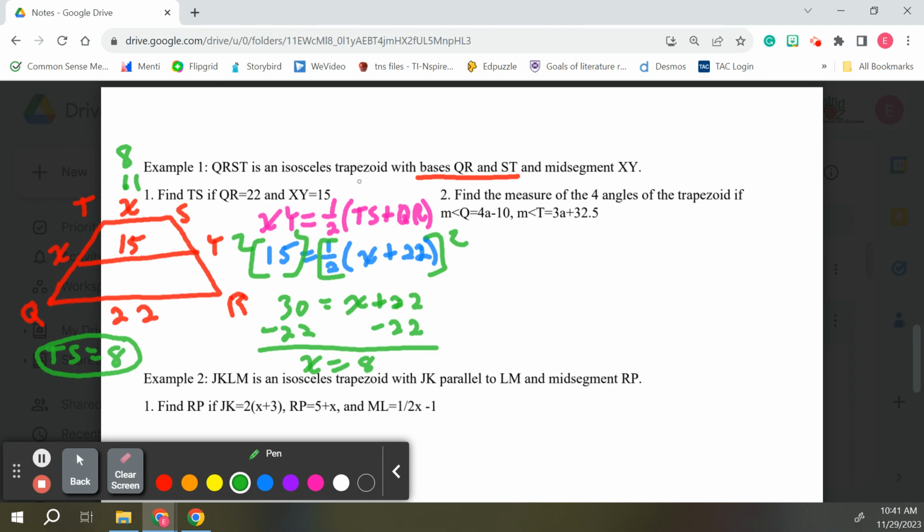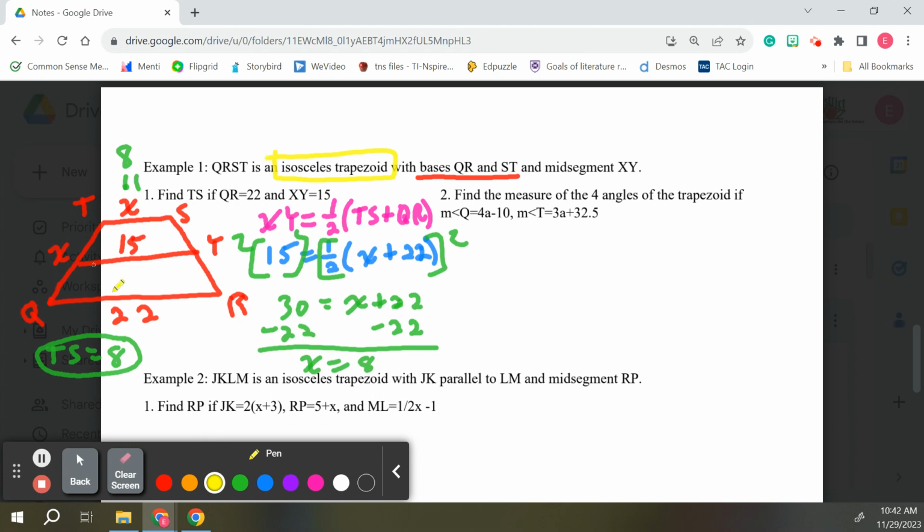How we doing? All right. Any questions before I move on to problem 2? All right, problem 2 is telling me, it says, find the measure of the 4 angles of the trapezoid if the measure of Q is 4a minus 10 and the measure of T is 3a plus 32.5. Now, they originally stated that this is an isosceles trapezoid. So if I look in my foldable, all of these rules for isosceles trapezoids apply.